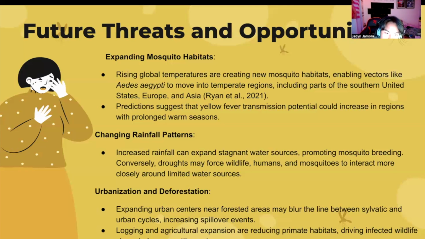Expanding urban centers near forested areas blur the line between sylvatic and urban cycles, leading to more spillover events. At the same time, logging and agriculture expansion reduce primate habitats, driving infected wildlife closer to human populations. In conclusion, addressing these threats requires a focus on climate adaptation, mosquito control, and sustainable urban planning to prevent yellow fever outbreaks in the future.